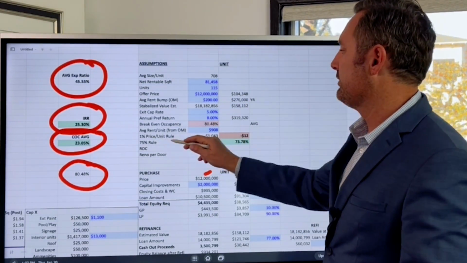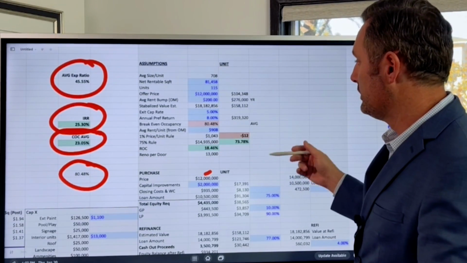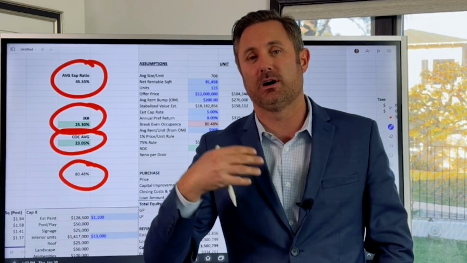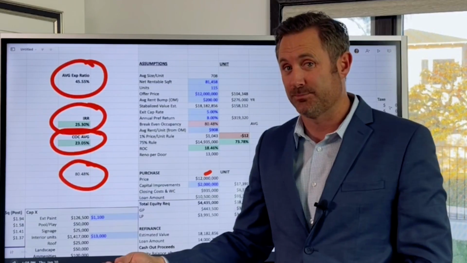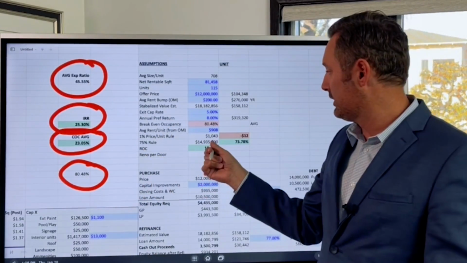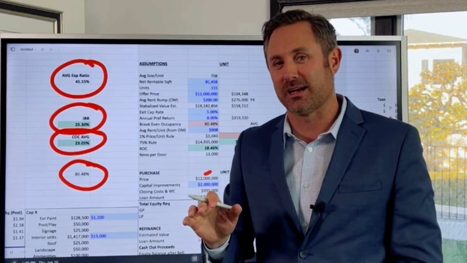We're looking at our 75% rule. We're looking at our 1% price per unit rule and how that works. Our return on cost. So for every dollar we're putting in to renovate the property, what is our percentage return on that? So this is pretty good. And we have conditional metrics in here. Everything in green is good. Everything in red is bad, or things that we need to look at closer.